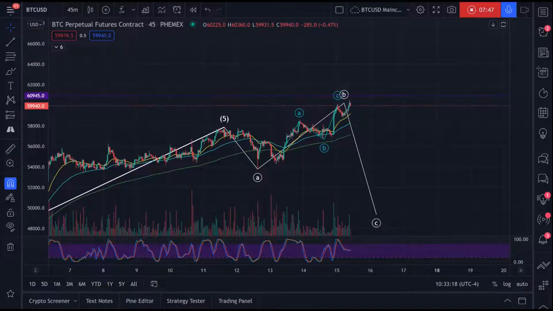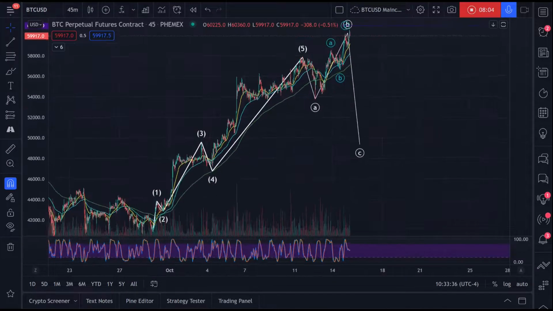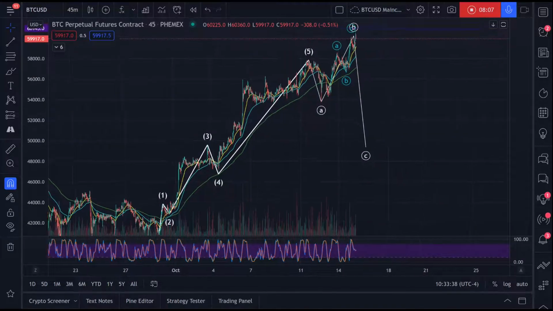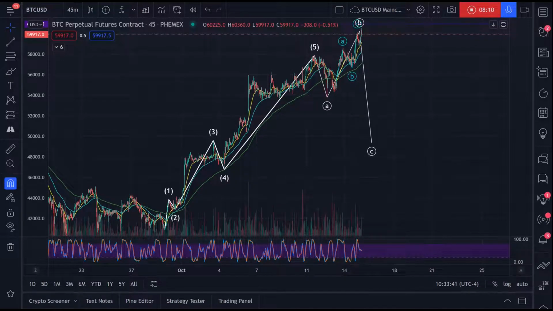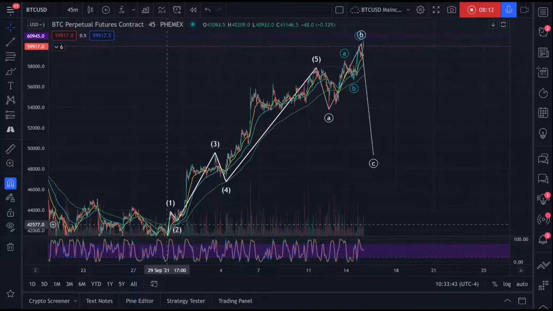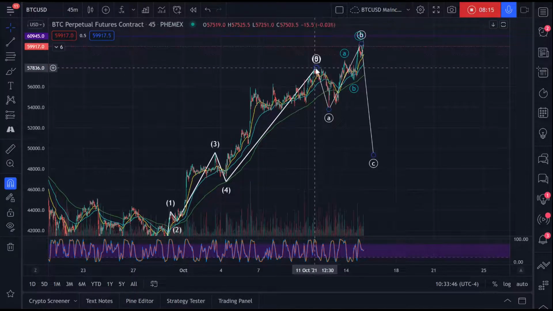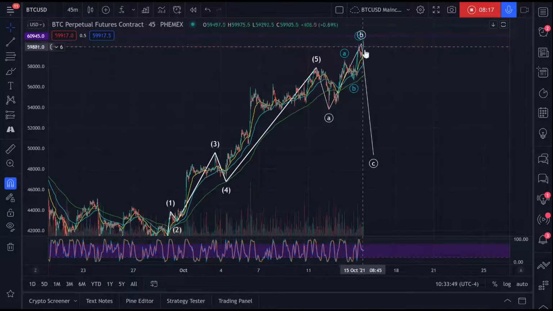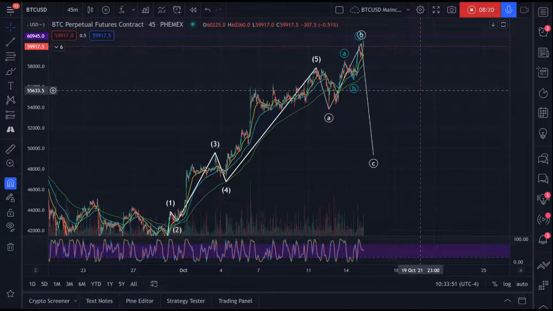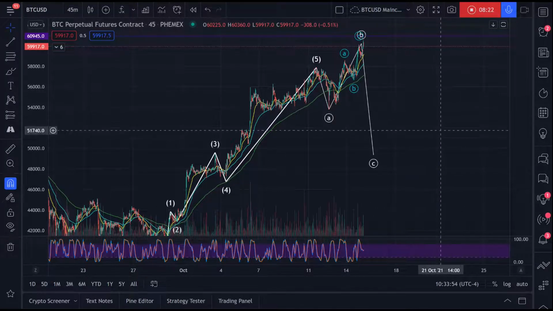Okay, how do we know it's not a running flat rather than an expanded flat? You have to use other means of analysis to corroborate your thesis, right? You want to use confluence. And one of the things about this is it is a 5-wave impulse up, okay? And it looks complete, right? With 5 waves here. And it wouldn't make sense to correct over here, because that's not much of a correction. There's so much imbalance there.